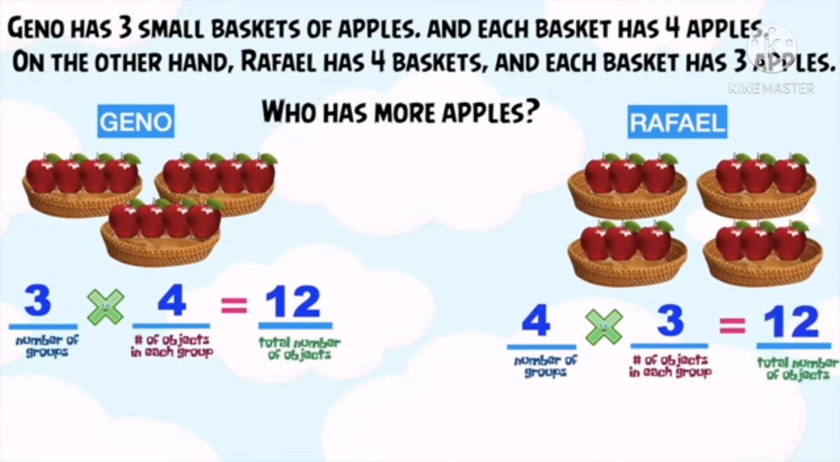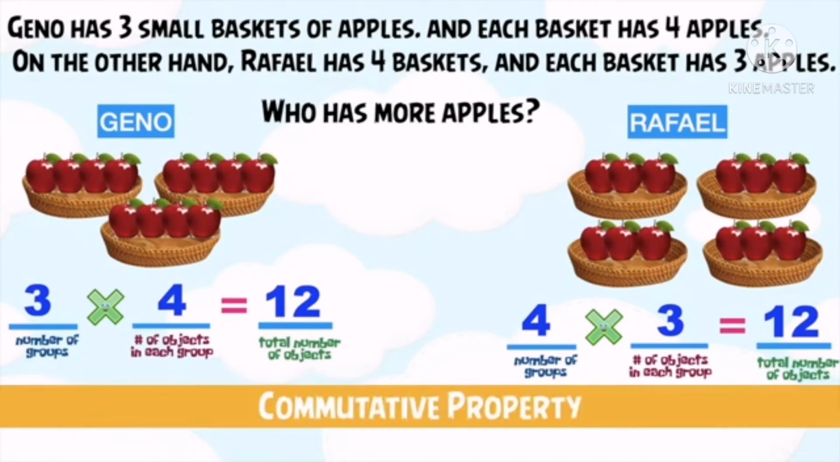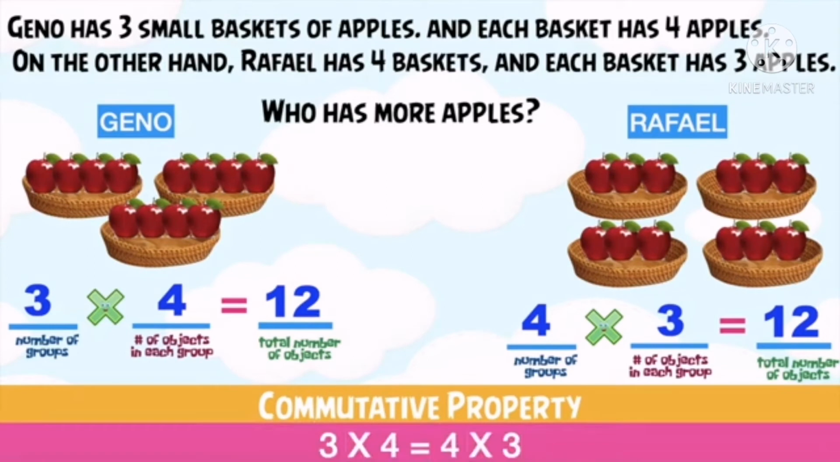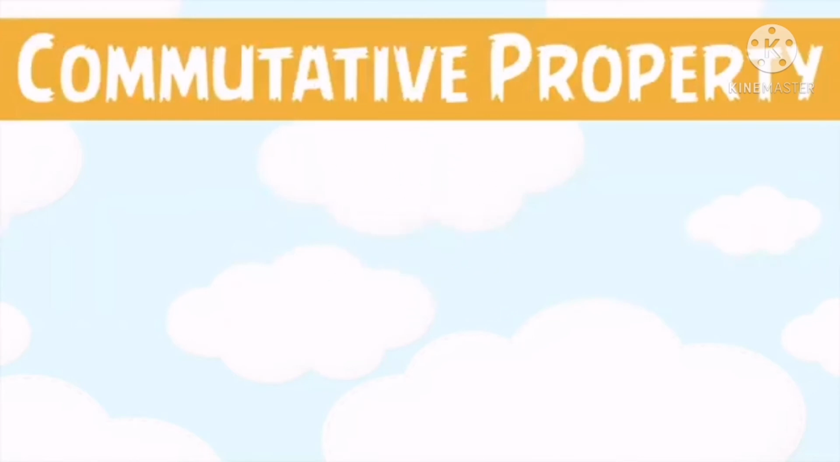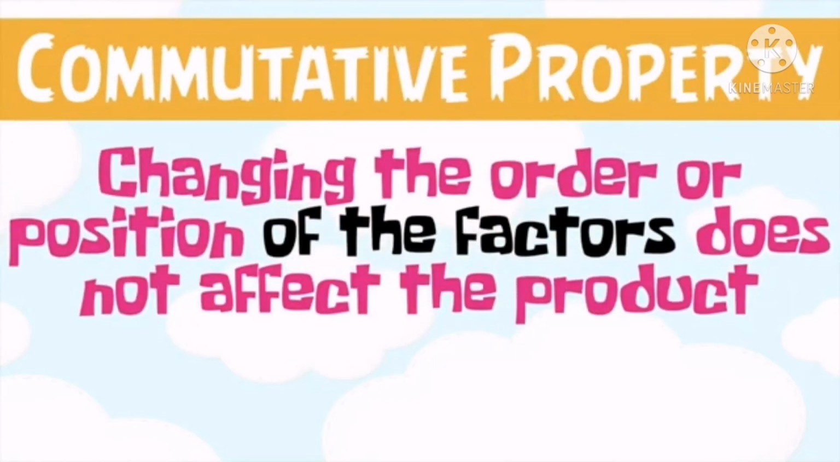Great job, kids. As you can see, the product of 3 times 4 is the same as the product of 4 times 3. Both give an answer of 12. So this fact illustrates the commutative property of multiplication. This property states that the order of the factors does not affect the product. Thus, 3 times 4 is equal to 4 times 3. Again, remember, commutative property of multiplication: changing the order or position of the factors does not affect the product.